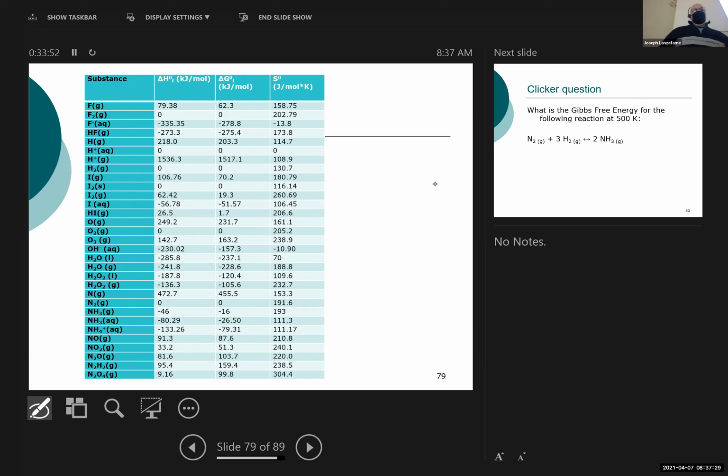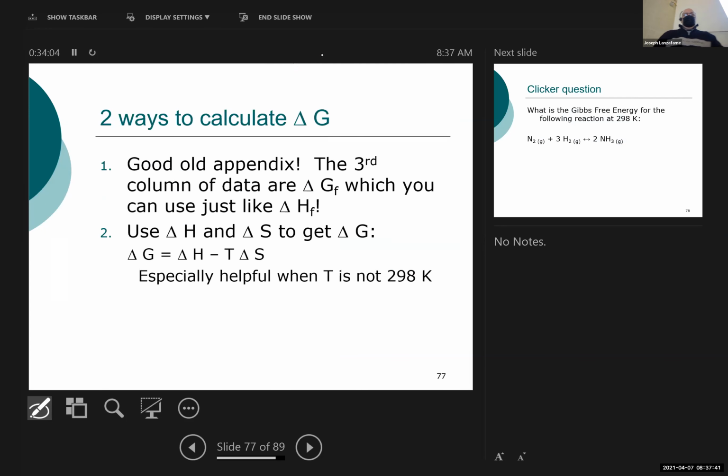But of course, the other important thing about this entire table is standard conditions. Right, I can use this table. But technically that table is only good if I'm at standard conditions, meaning it must be 298 kelvins and it must be 1 atmosphere of pressure. And so my direct calculation of delta G from the table is really only good at that one pressure temperature point.